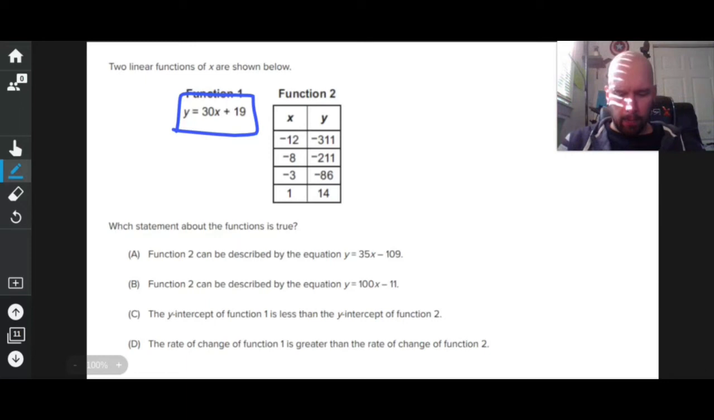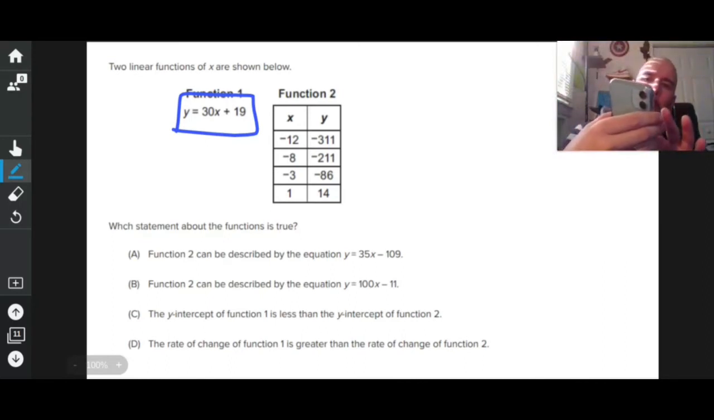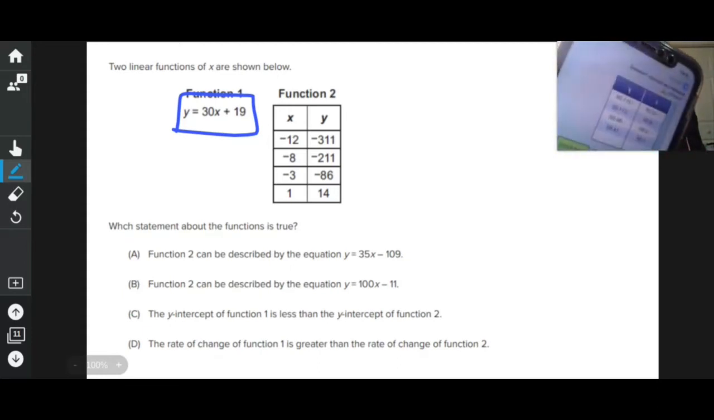Negative 8, negative 211. Add point. Negative 3, negative 86. Add point. And 1, 14. Again, it's showing up backwards on my screen.